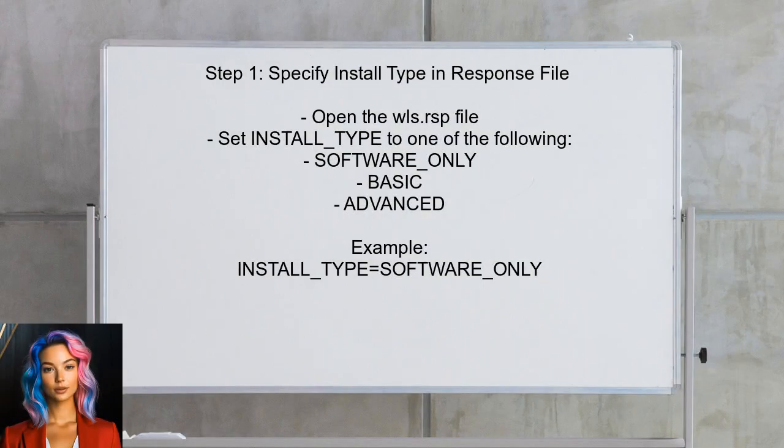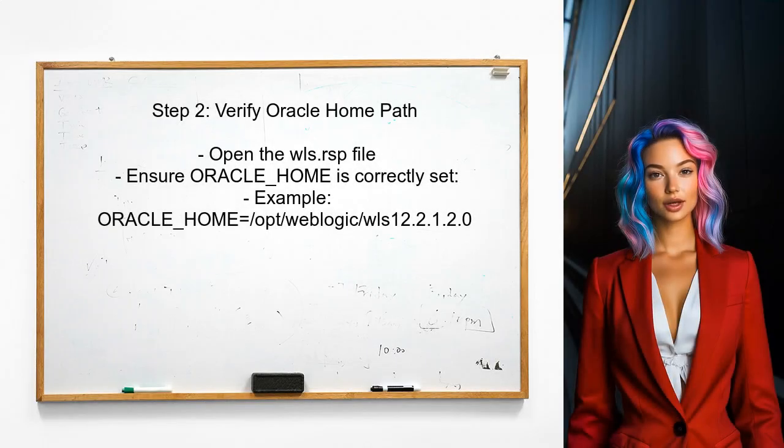To address the first error, the user needs to ensure that the install type is correctly specified in the response file. The install type must be one of the following: software only, basic, or advanced. Next, the user should check the Oracle home path in the response file. It must be correctly formatted to avoid installation errors.